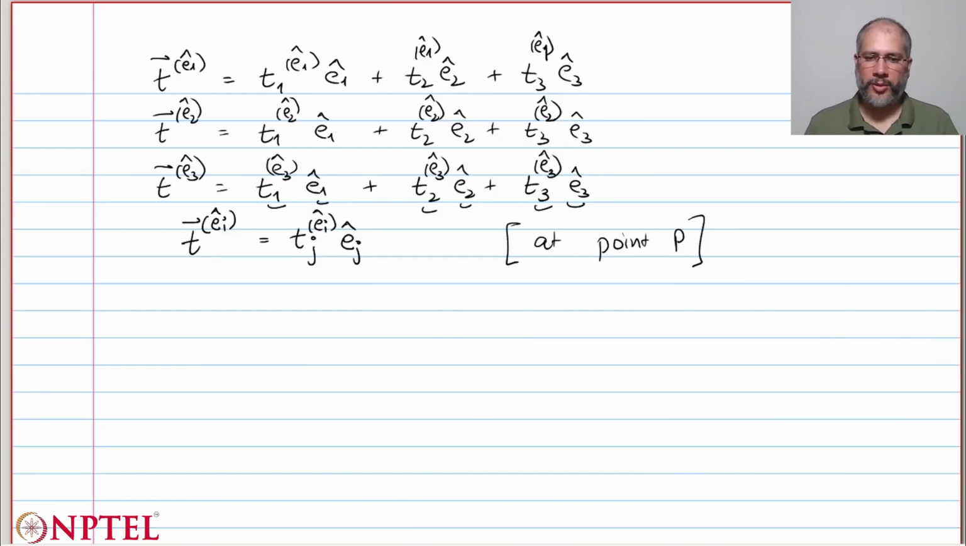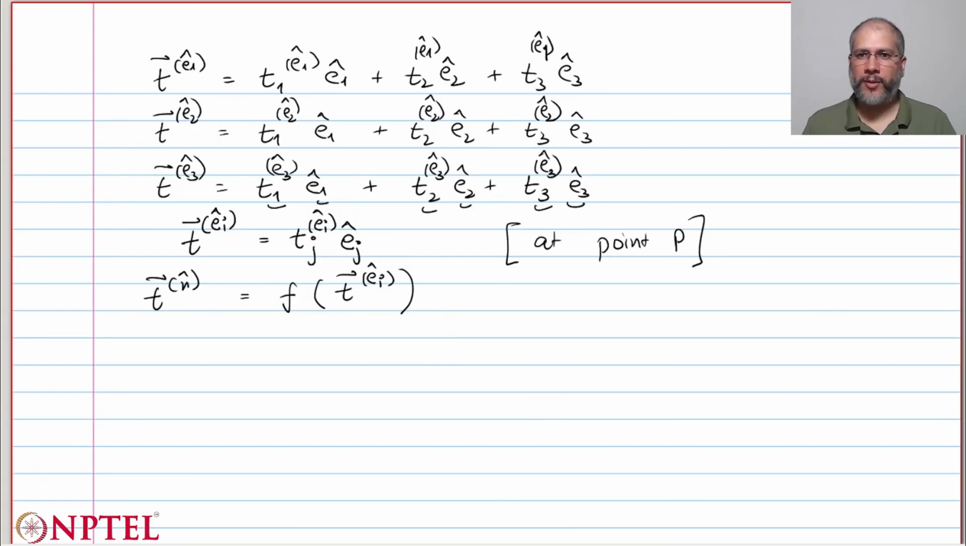Now our hope is that we'll want to express a traction vector on some arbitrary n hat cutting plane as some function of the traction vectors on these three cutting planes, that is T on E1, T on E2 and T on E3. So now we'll see how we can do this.